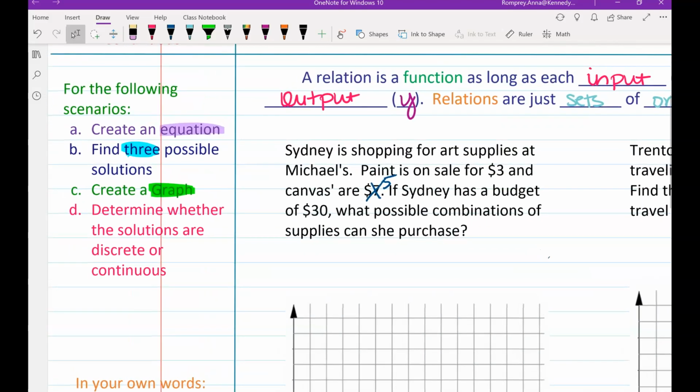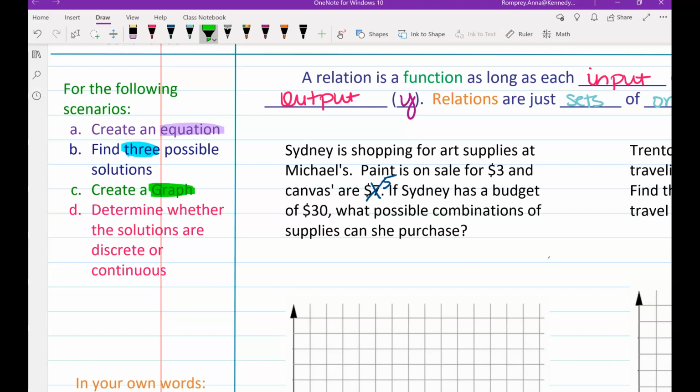It says Sydney is shopping for art supplies at Michael's. Ooh, I can get in trouble at Michael's. Paint is on sale for $3. Canvases, we're going to change that to $5 so we have an easy number to work with. If Sydney has a budget of $30, what possible combinations of supplies can she purchase?